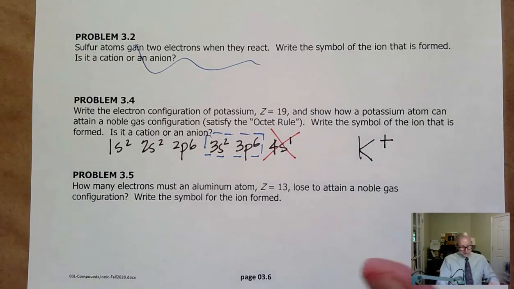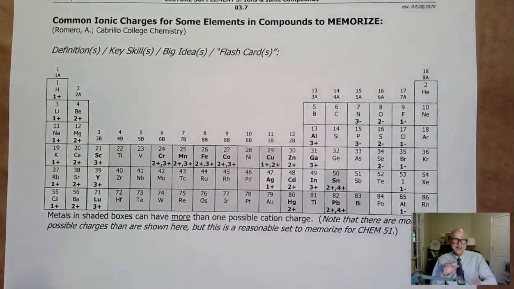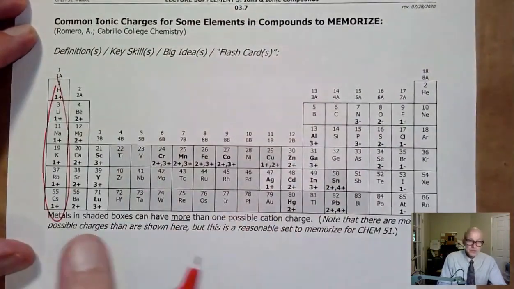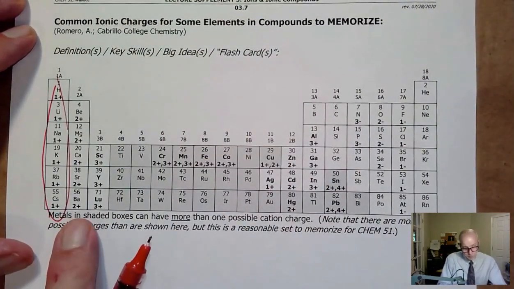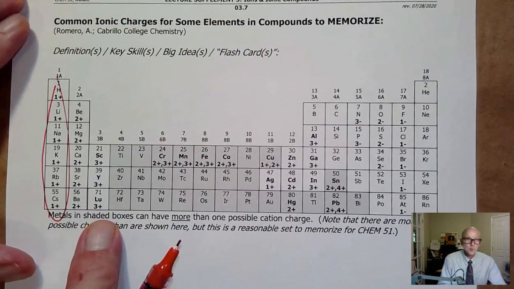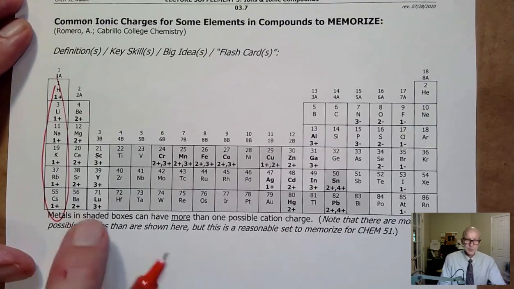All right. Now, if we go to page 3.7, here's the summary. We've been hinting at it, sort of showing some examples, and now we can go, oh, look at those guys. Plus ones: 1 plus, 2 plus, 3 plus, right on the periodic table. I don't have to memorize it. Oh, 1 plus, 2 plus, 3 plus.